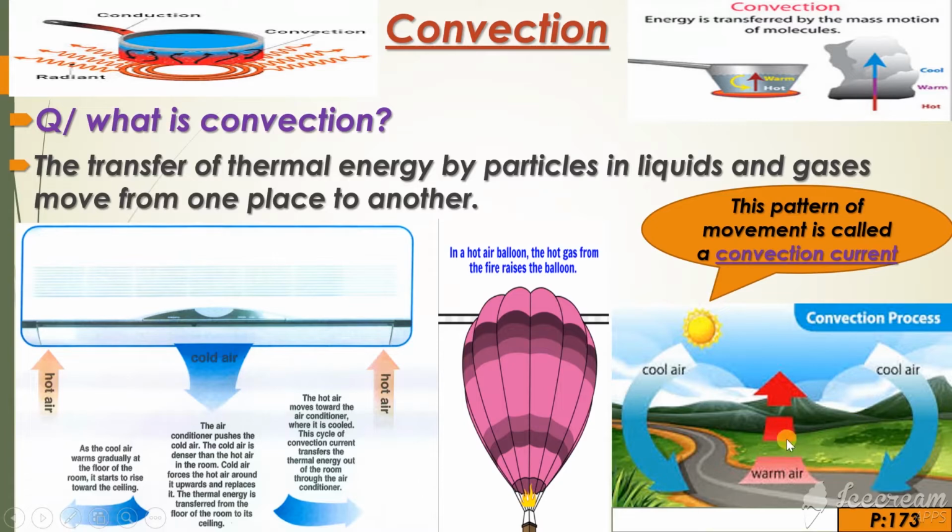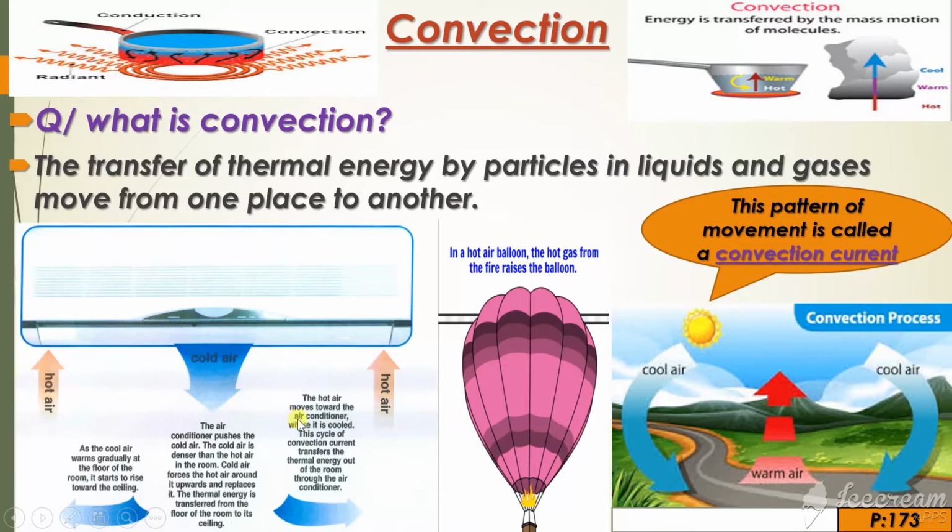This process is called the convection process, and this pattern of movement is called a convection current. This is the definition of a convection current. Please underline it in your book.